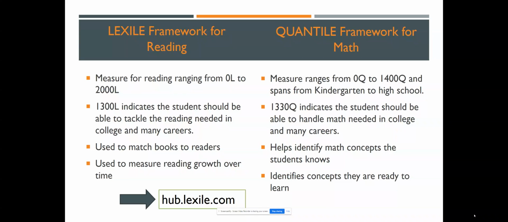Quantile is a framework for understanding your child's math achievement. Quantile measures range from 0 to 1400, and they span from kindergarten to high school. A Quantile level of 1330 indicates that a student should be able to handle math that is needed for college and in most careers. It also helps identify math concepts that your student knows and concepts that they are ready to learn.